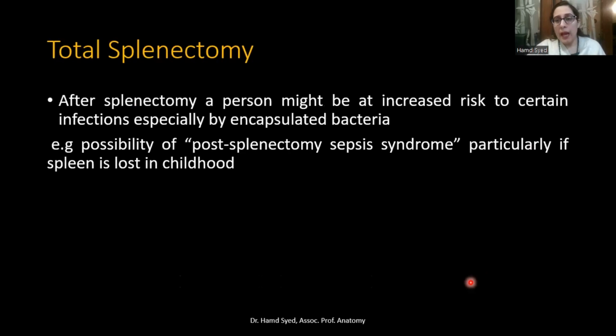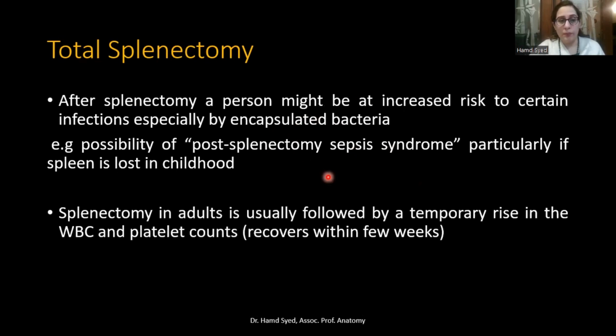A person might be at an increased risk to certain types of infections, especially the infections caused by encapsulated bacteria. If the spleen has been removed in childhood, a condition can occur which is known as the post-splenectomy sepsis syndrome. It can also occur after removal of the spleen in adults, but it is more likely to occur in children. In adults, the splenectomy is usually followed by a temporary rise in the WBCs and platelets, but this is also recovered within a few weeks.